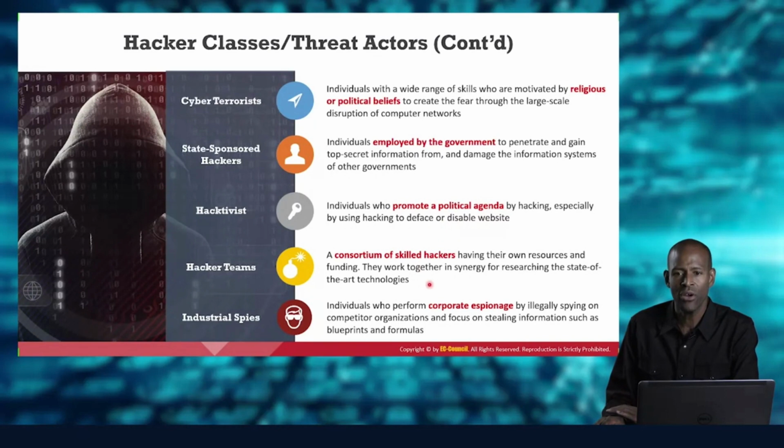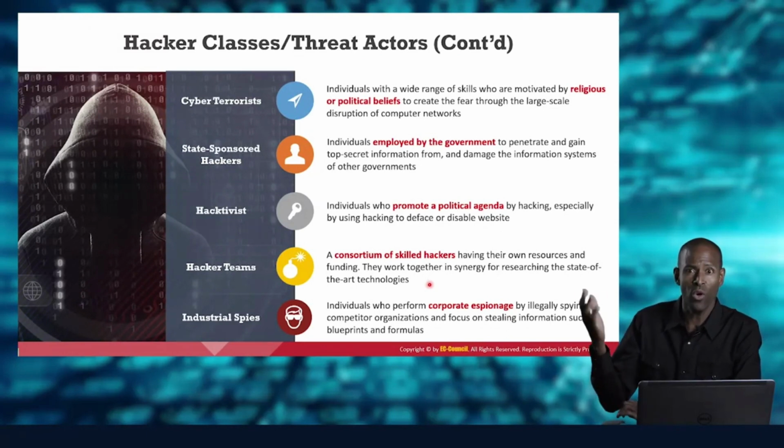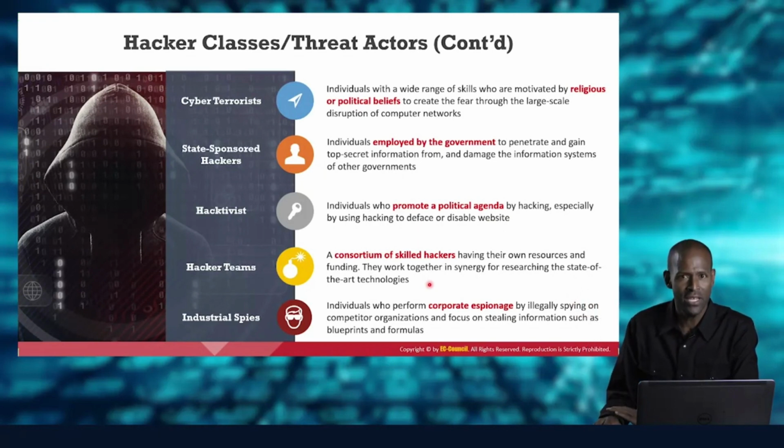We have hacker teams, consortiums of organized crime-based attackers that work together with such great organization that they are organized almost like a major corporation. And these hacker teams are taking on bigger and bigger projects. We also have industrial spies, and these are corporations that are spying on and hacking other corporations.